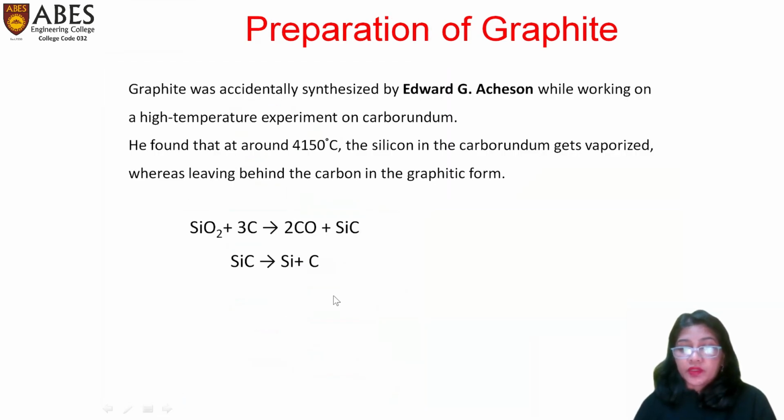Now, preparation of graphite. This graphite was prepared accidentally by Edward G. Acheson while he was working on a high temperature experiment on carborundum. At a temperature of 4150 degrees centigrade, he left the carborundum unattended, and in that case the silicon vaporized, and the carbon left after that had a structure very much resembling graphite. So this is the way the graphite was formed and derived.